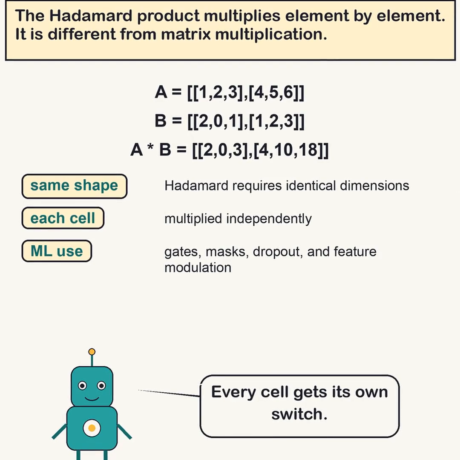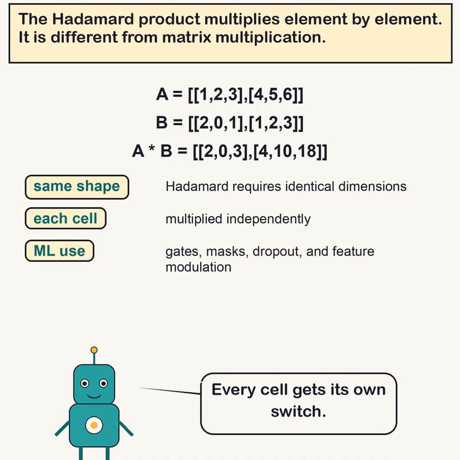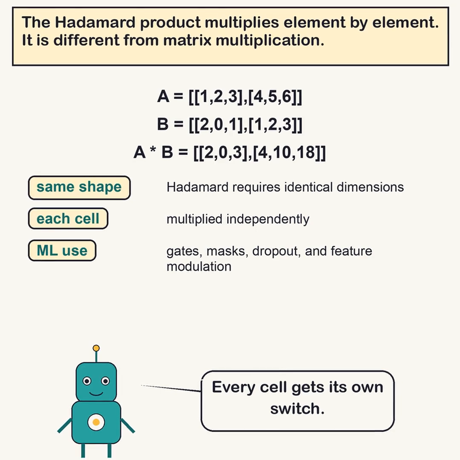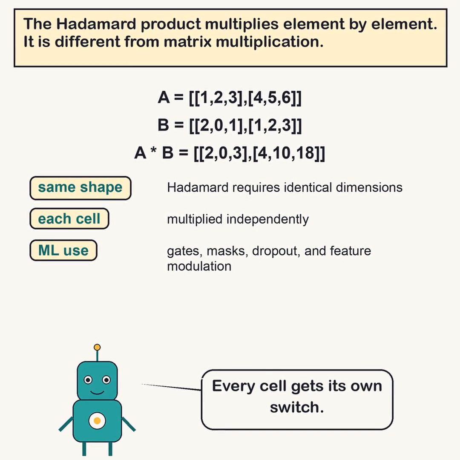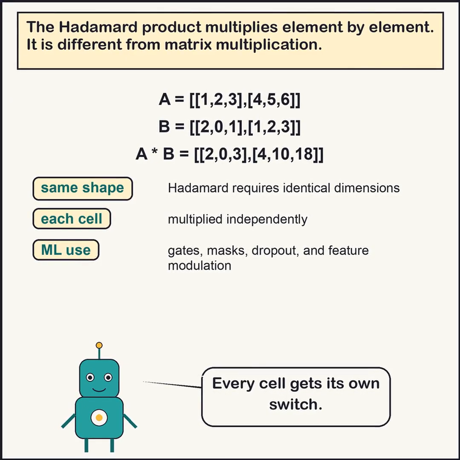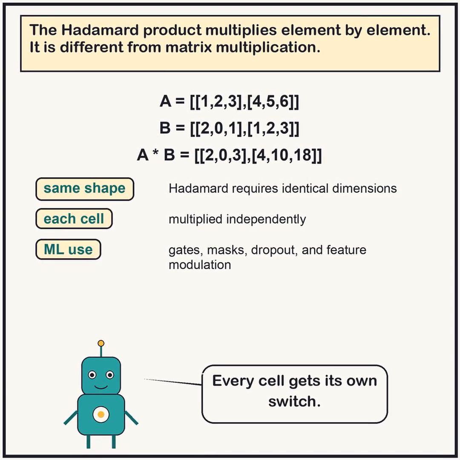The Hadamard product multiplies matching cells independently. That is why gates, dropout masks, and attention masks can keep or erase values position by position. Real-world analogy. Hadamard multiplication is like applying a sticker sheet to matching boxes. Each sticker affects only the cell underneath it.